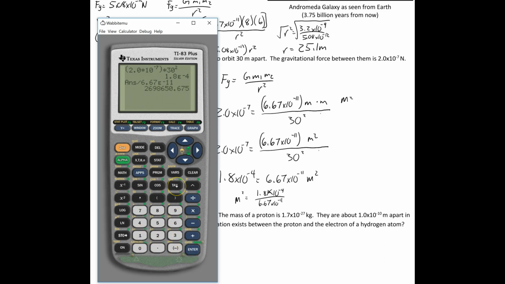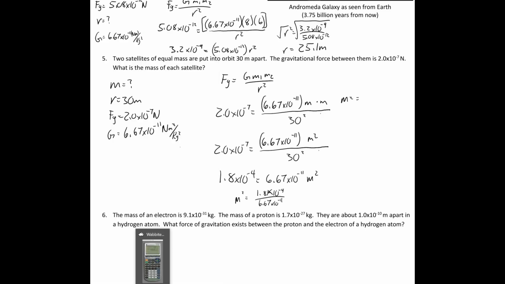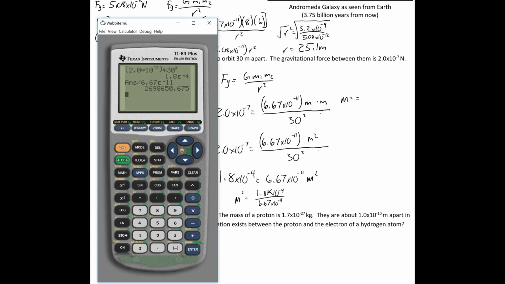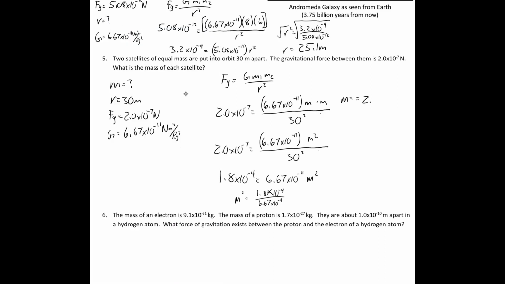Or you could do it in parentheses. So then you get the meters squared is equal to this huge number, 2.7 times 10 to the 6. But that doesn't really matter because we want to know what the square root of that is.